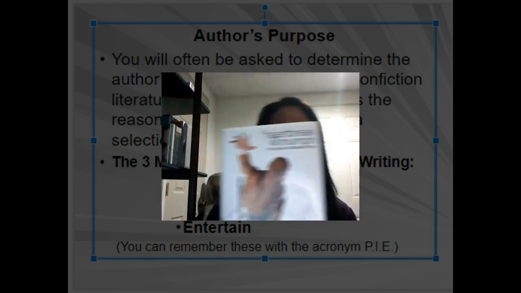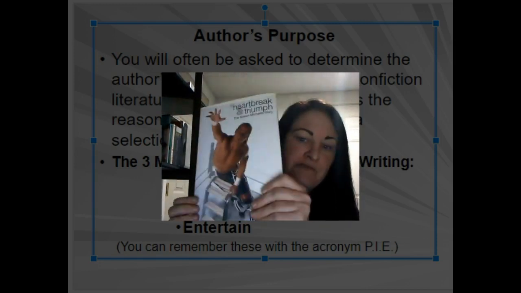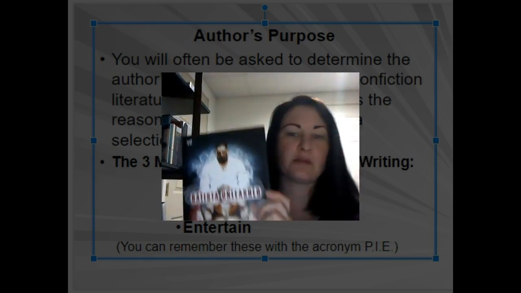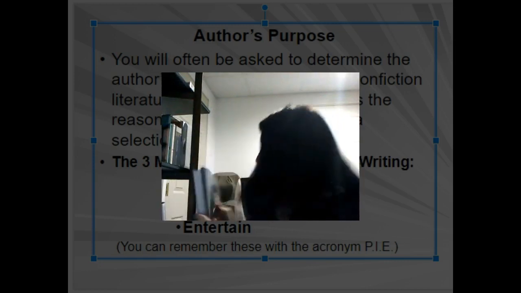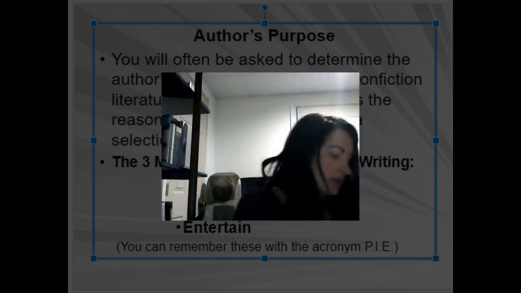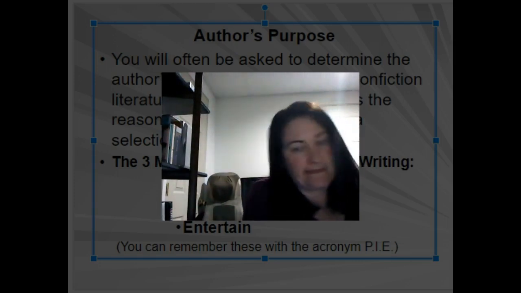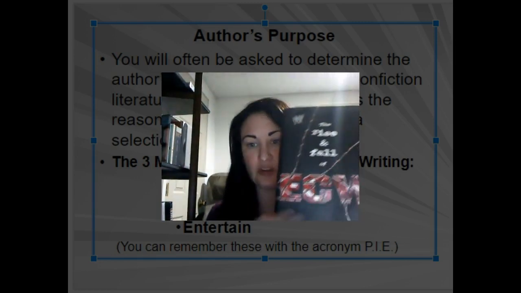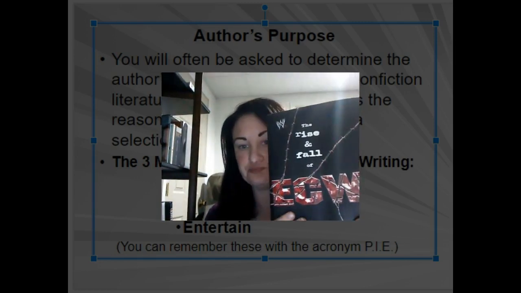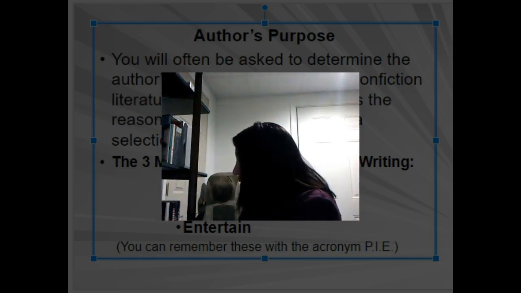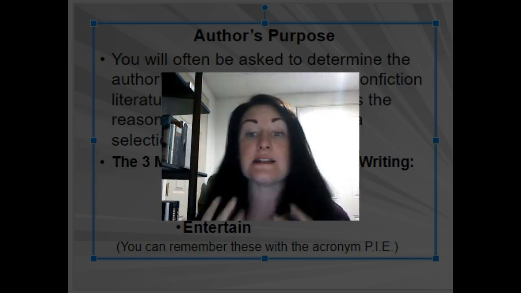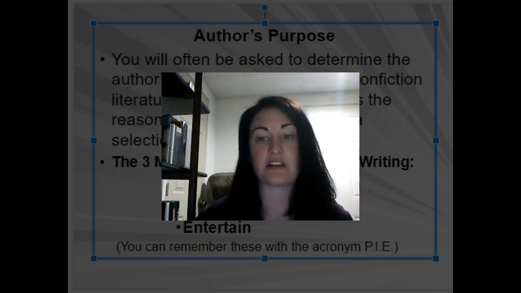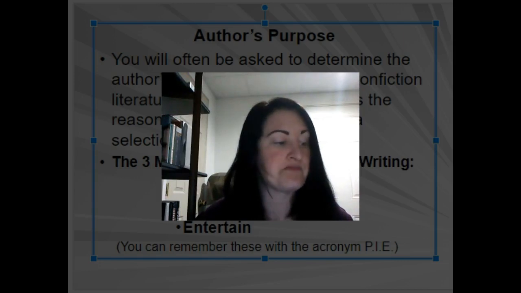So we have the Shawn Michaels one, Heartbreak and Triumph. We have one about Batista. Those are about particular people. We also have The Rise and Fall of ECW. Those are all nonfiction books, but they're interesting because they are topic specific about things that you're interested in.